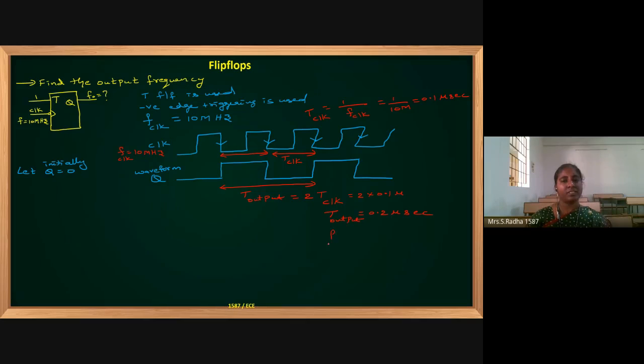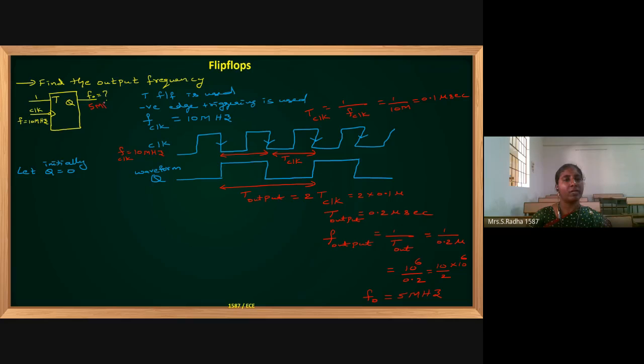Now what is the frequency of the output? Inverse of the time period is frequency. 1 by 0.2 micro. Micro means 10 power minus 6. Taking it to the numerator, it becomes 10 power plus 6 divided by 0.2. I will multiply the numerator and denominator by 10. So 5 megahertz is the output frequency.